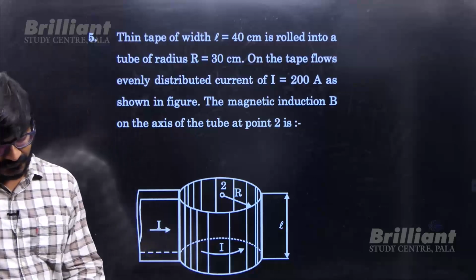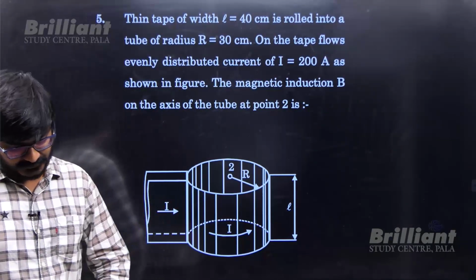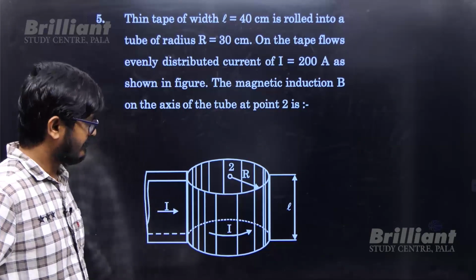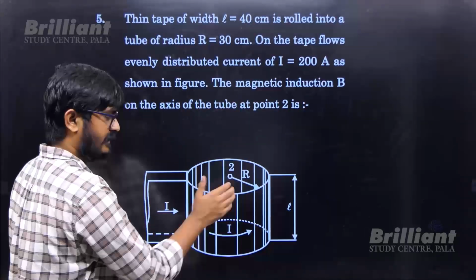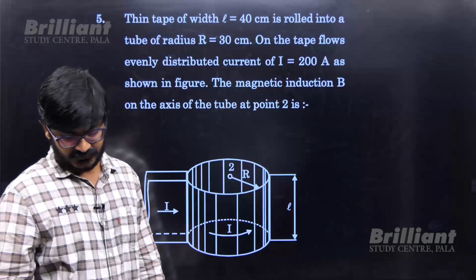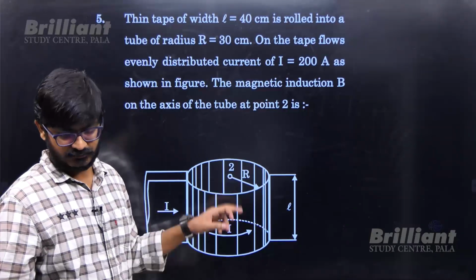A thin tape of wire is rolled into a tube of radius 30 centimeter. On the tape flows an evenly distributed current I, 200 ampere. Current is flowing this way. If current is flowing this way, you can see it is like a solenoid, right? So you need to find the magnetic field on the axis at point 2.